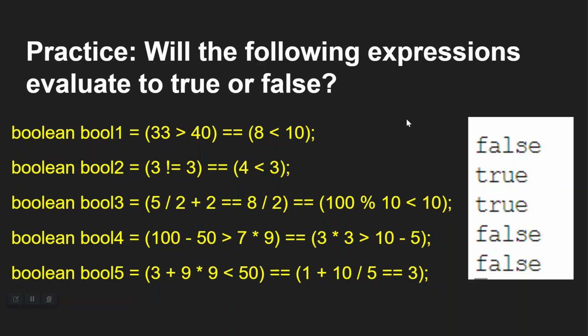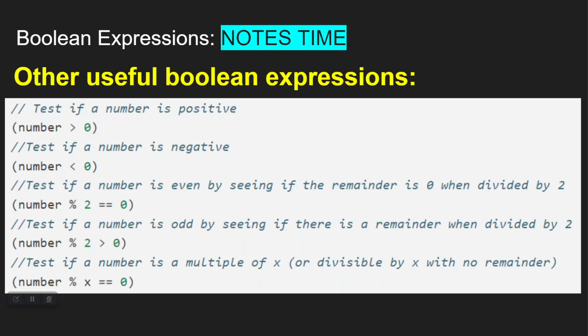Hopefully that's making a little bit of sense to you guys. And if not, hopefully with some repeated practice, this whole evaluation process gets a little bit easier. I do want to point out there are some other really useful Boolean expressions that are worth remembering. If you want to test if a number is positive, you're just checking, is the number greater than 0? If it's negative, it would be less than 0.